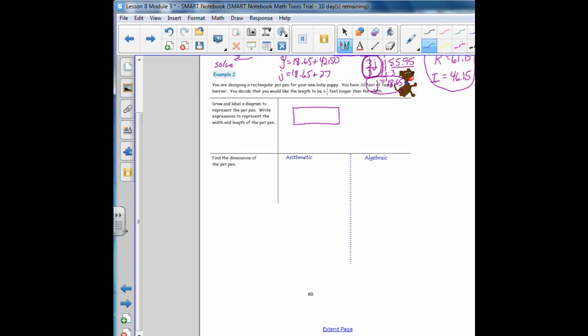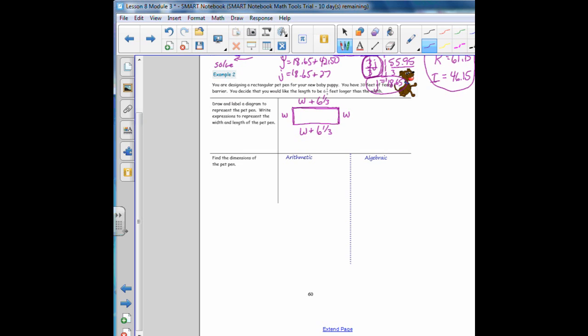Since you know nothing about the width, that is your unknown, so that is your variable. So we'll use W for width, and on a rectangle, opposite sides are the same length, so we'll label that as W as well. Then the length, which is the longer side, is 6 1/3 feet longer than that. So whatever the width is, we have to add another 6 1/3 feet to that. So the length is W plus 6 1/3. And we'll go ahead and label all 4 sides.